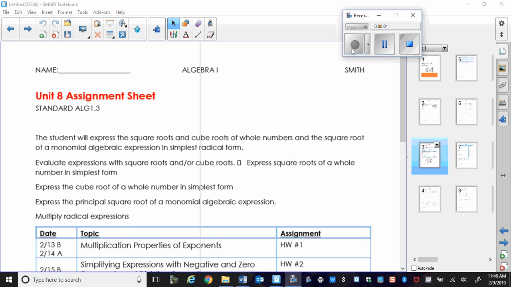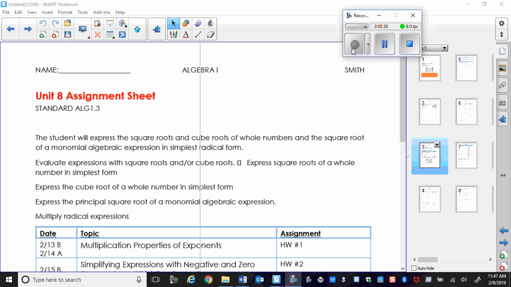So this is the unit where we explore manipulating these variables with exponents. We manipulate variables and numbers inside of radicals. So basically, you're expected to express square roots and cube roots of whole numbers and the square root of a monomial algebraic expression, so like basically variables, in simplest radical forms.